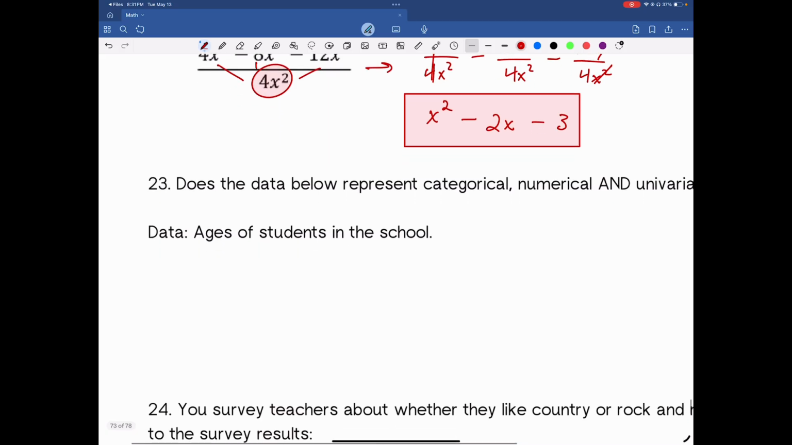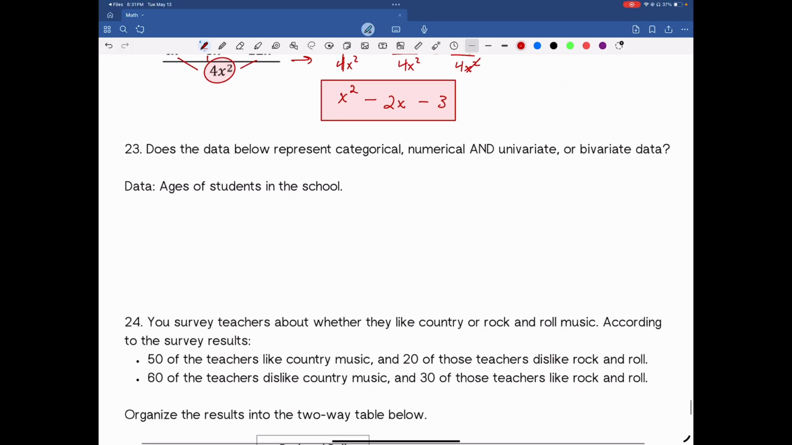All right. Does the data below represent categorical or numerical, and univariate or bivariate data? So we need to specify two things here. We're looking at these options and these options. So first of all, let's start with categorical and numerical.